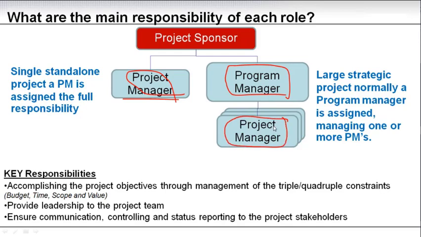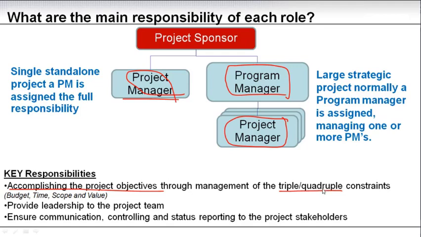Either way, the project manager is responsible for accomplishing the project objective, and this is through managing of the triple or quadruple constraint, depending on if you have the value dimension in there, and make sure that the project deliverables are completed, managed, controlled, and so on.